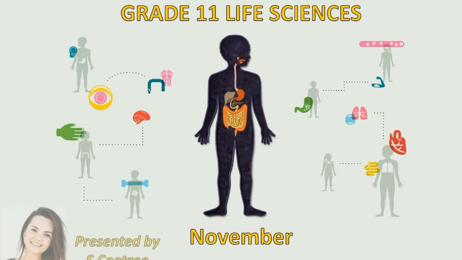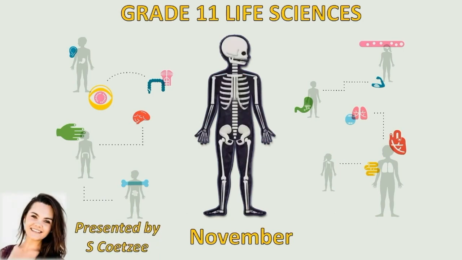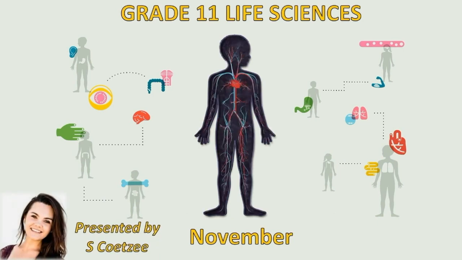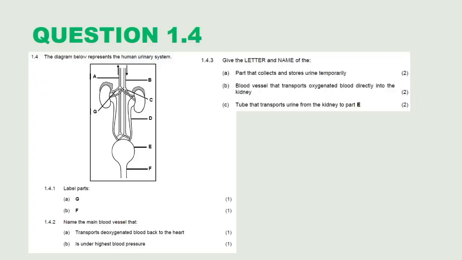I am Ms. Kutsia, and today we will look at grade 11 life science papers from November 2021. Our first question we're going to look at is question 1.4. This question is shorter contextual questions. You will see that there's only mark allocations of 1 and 2, so there's not really very long questions in this section. And this is regarding the human urinary system.